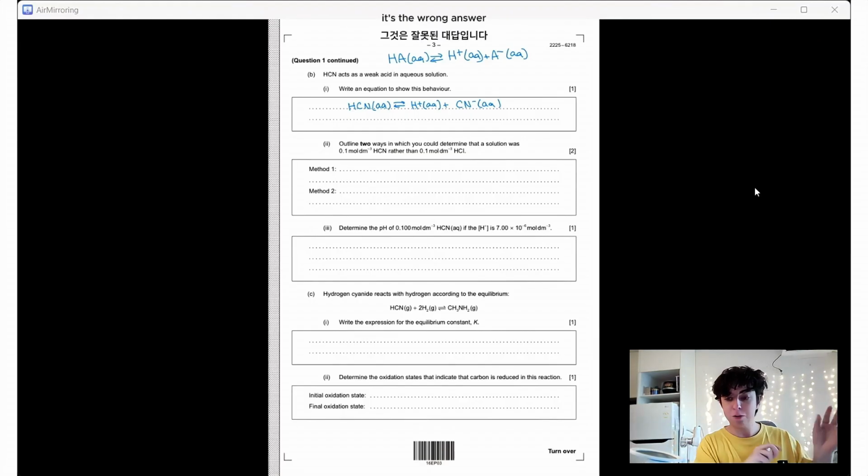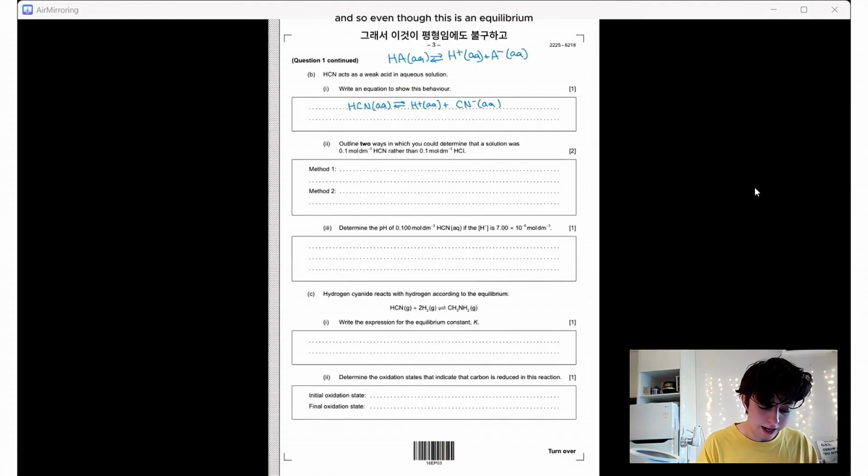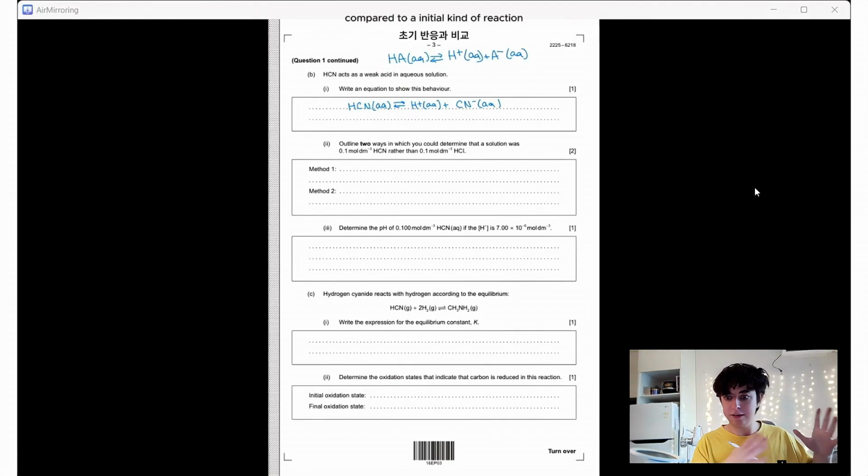The wrong answer, the misconception that a good amount of students still fall for, is that because of this partial ionization, if you do a reaction with a base or any reaction with a weak acid compared to a strong acid, the yield of the product would be lower because you have a lower amount of starting materials. Even though this is an equilibrium compared to an initial kind of reaction, the stoichiometry is still the same as long as it is the same number of ionized protons.